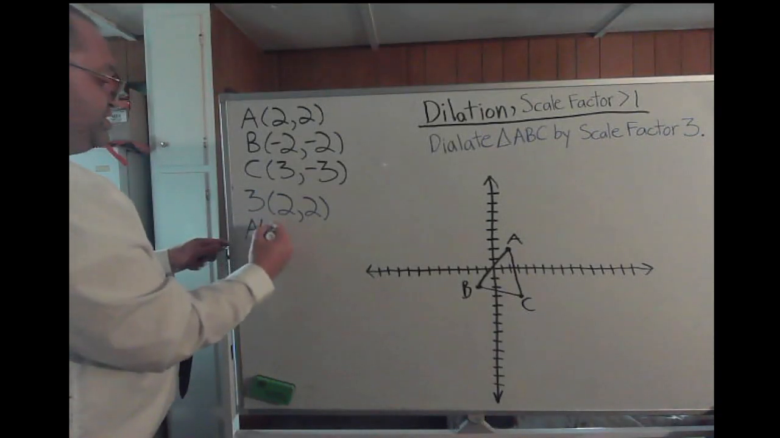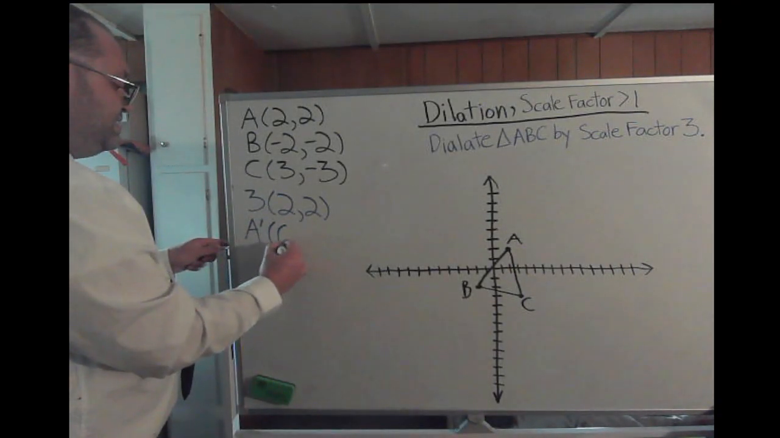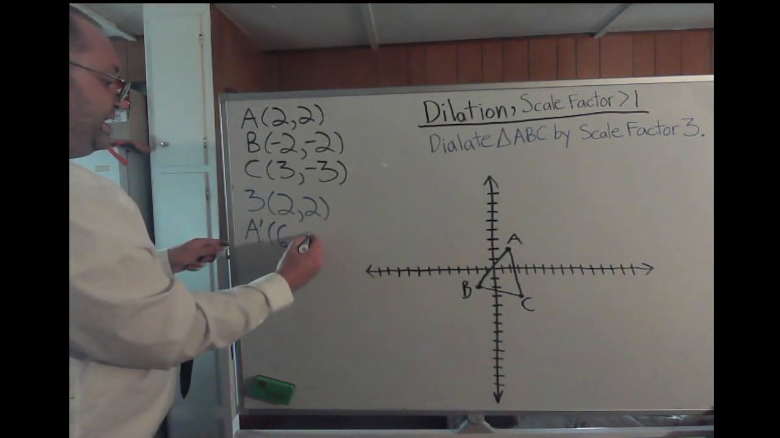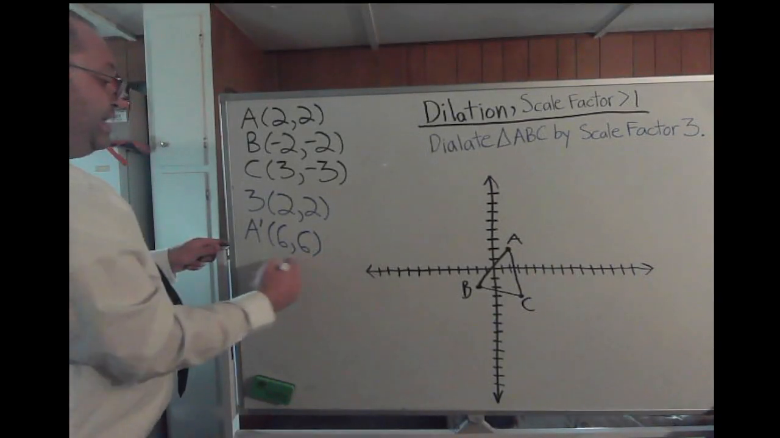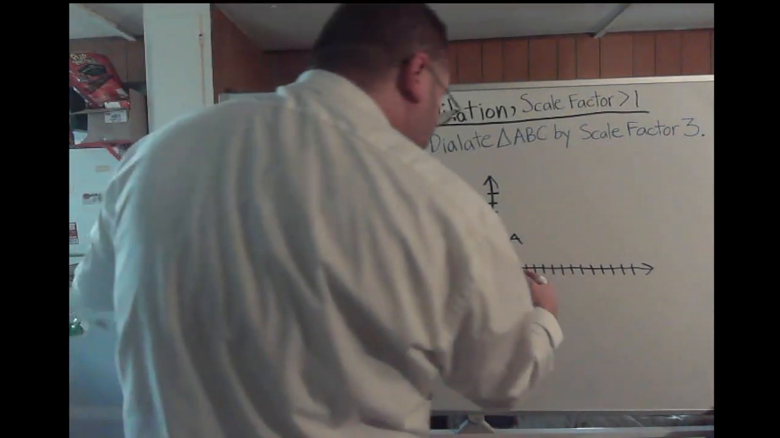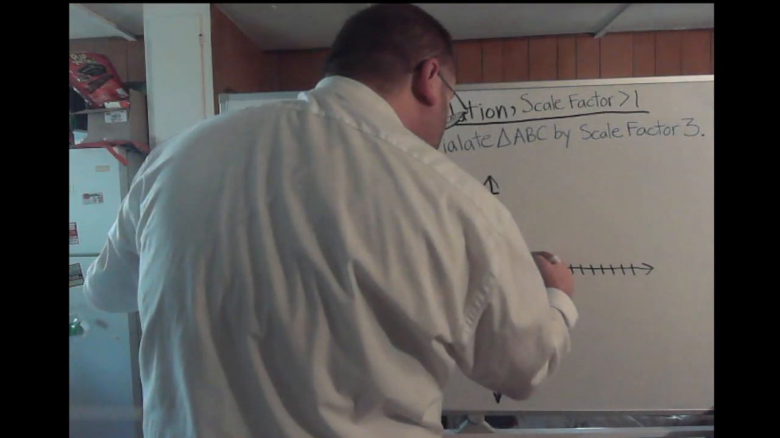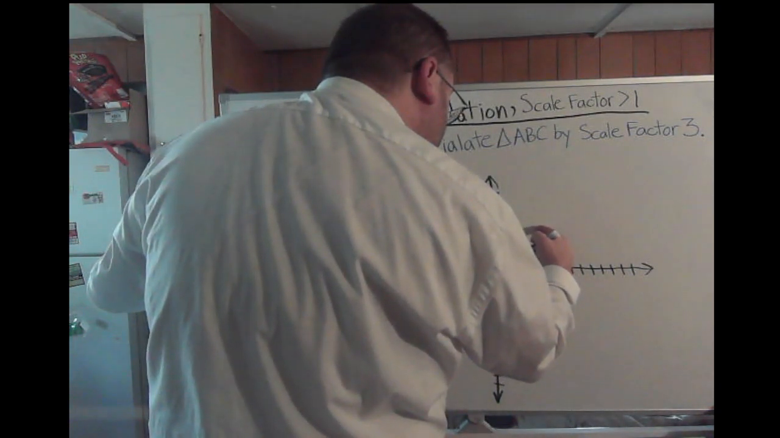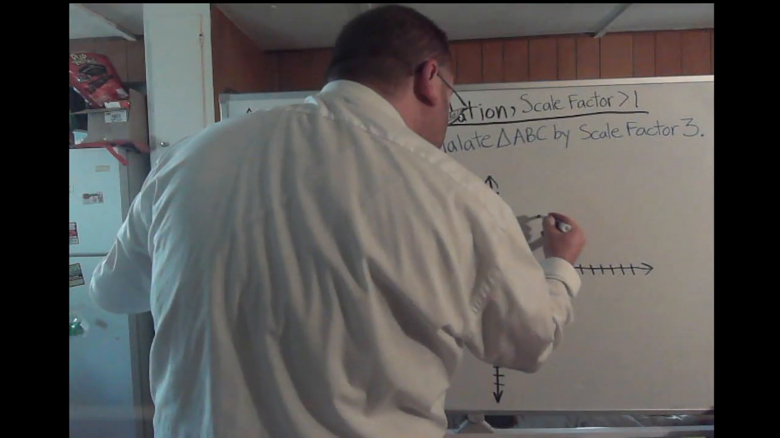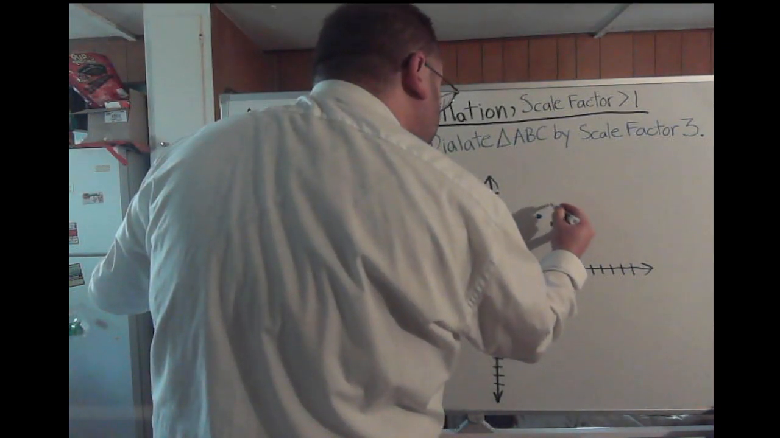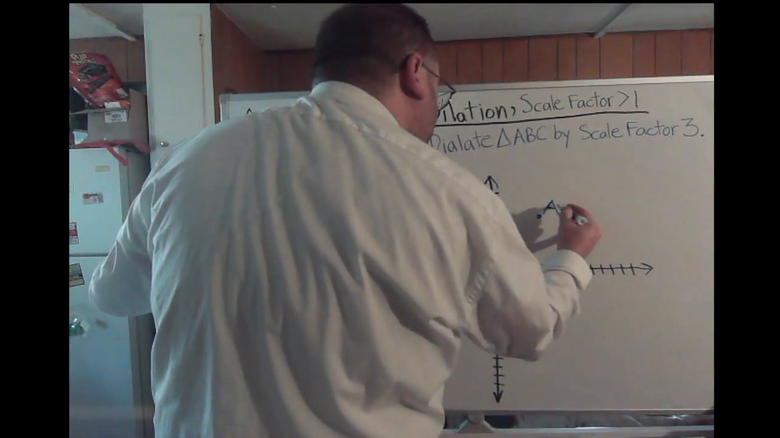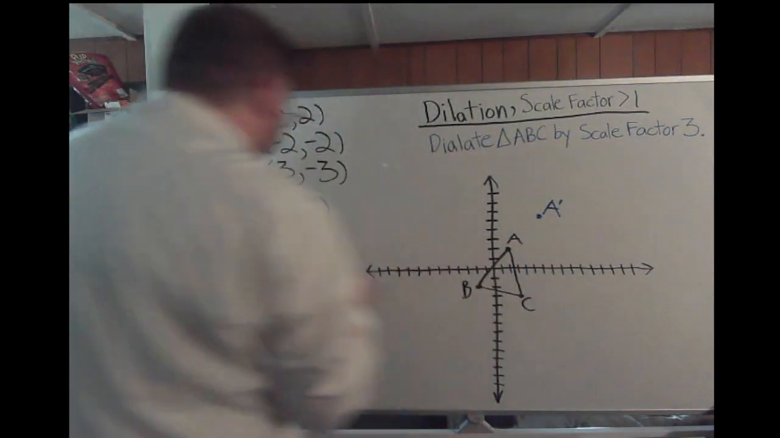So 3 times 2 for the x is 6. 3 times 2 for the y, that's also 6. So A prime will be at 6, 6. So 3, 4, 5, 6. 2, 4, 5, 6. Alright, that would be A prime right here, at 6, 6.